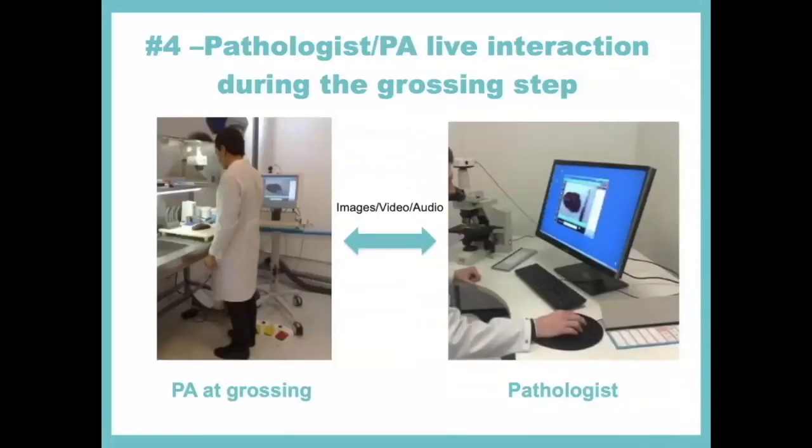Number 4, pathologist and PA live interaction. In case of need, the pathologist and pathology assistant can discuss live while grossing about orientation, margins, and so on via local area network or even via internet. Connect and consult without even leaving the desk.